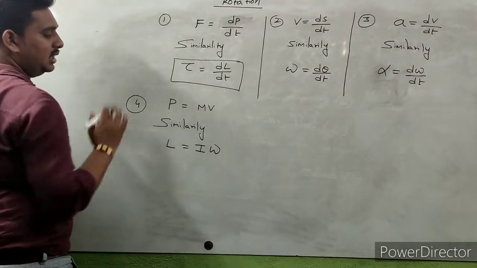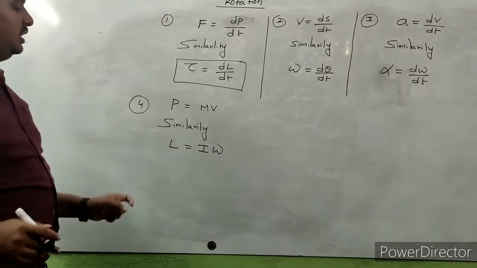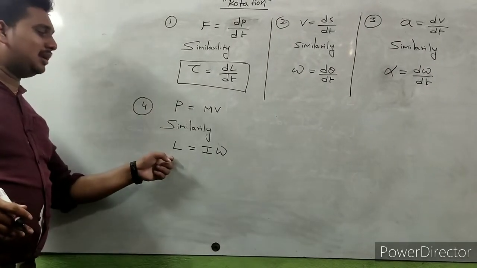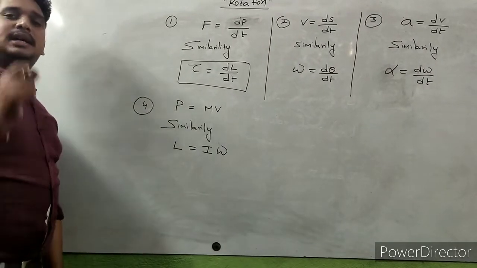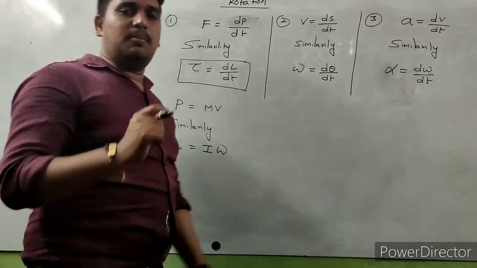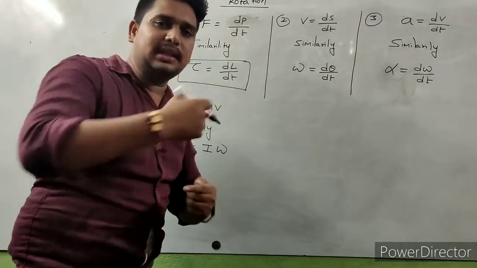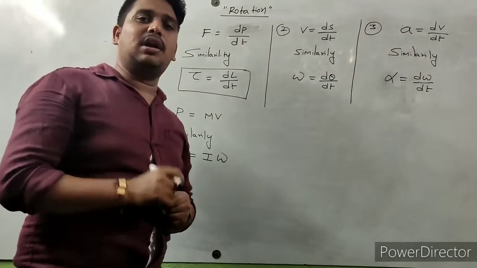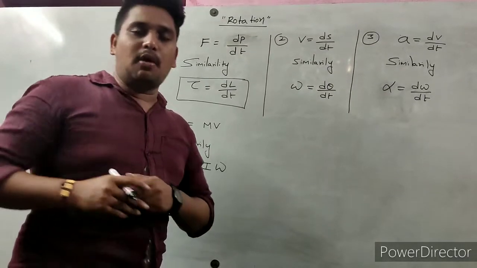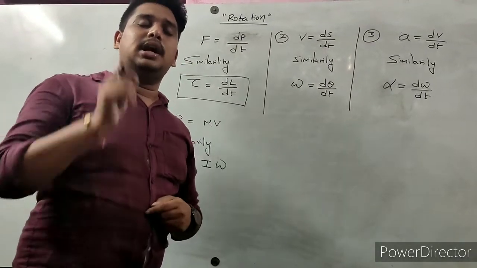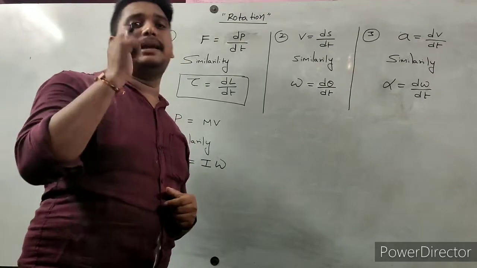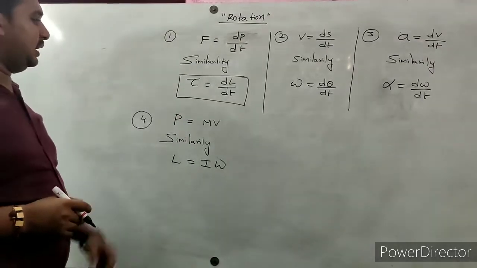Please follow the table. P is equal to mv in linear. In angular, L is equal to I omega. Simple thing here: when a body moves in a circular path, the parameters are called angular parameters. When a body moves in a straight line path, those parameters are called linear parameters. This is very important.